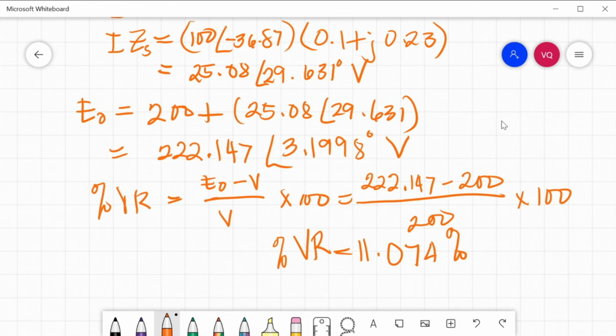If we get the percent voltage regulation of this circuit, that is equal to EO minus V over V times 100. So 222.147 minus 200 divided by 200 times 100 is equal to 11.074%.